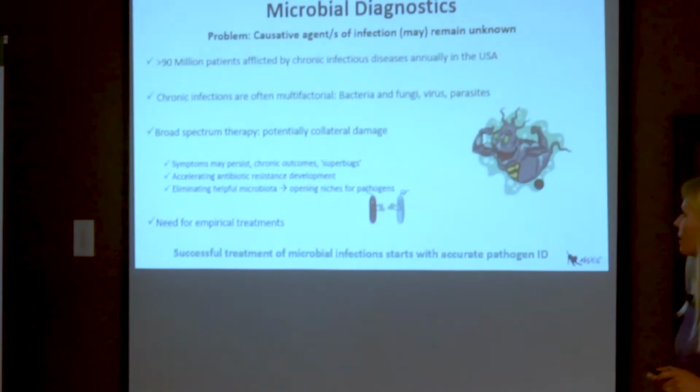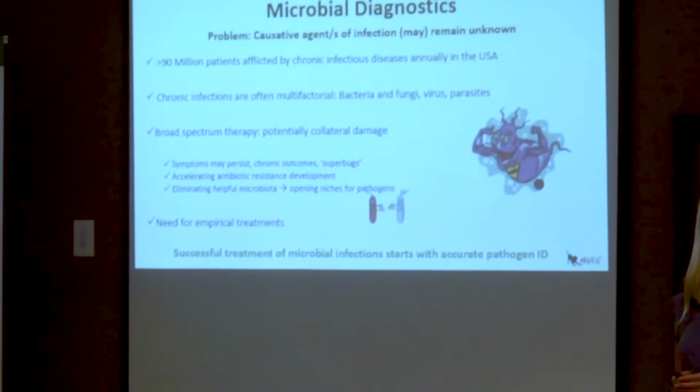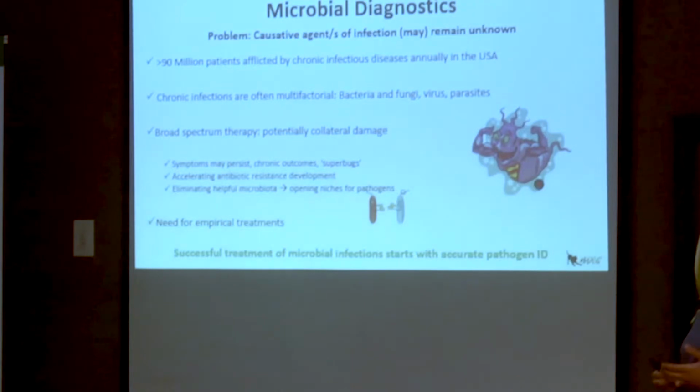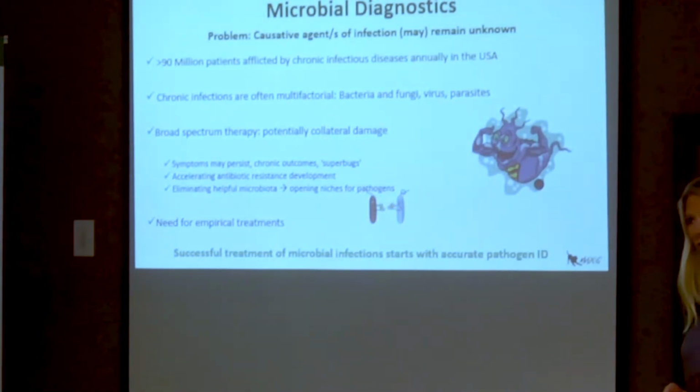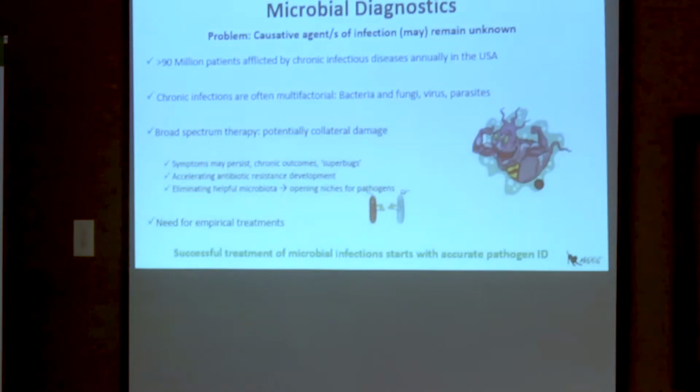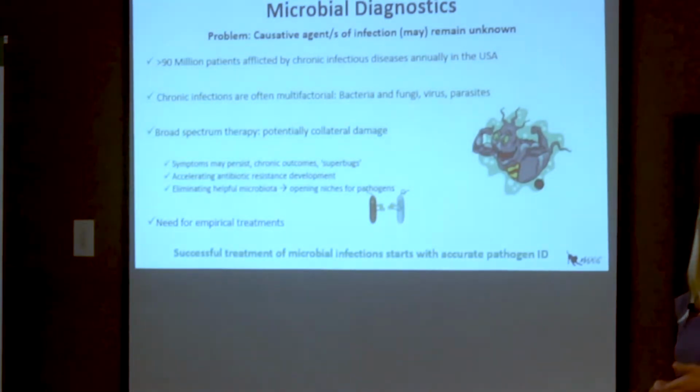And by using these broad spectrum antibiotics, it accelerates the antibiotic resistance development across all kinds of bacteria. And it also eliminates helpful bacteria that were present in the area before and were protecting the host from other pathogens by niche competition between the organisms. So there really is a need for targeted treatment instead of empirical treatment. And successful treatment of any kind of microbial infection really starts with accurate pathogen identification. So you know who's there, who's causing the infection, and then based on that, how do I treat the patient?